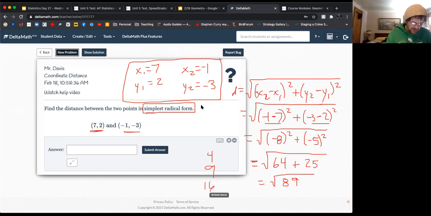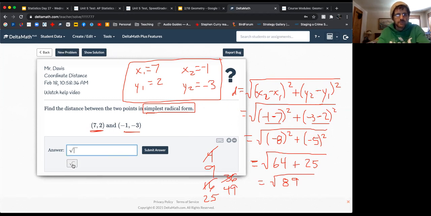16, well, no, it wouldn't be 16. It needs to be an odd number, maybe 25. But again, if I tried to do 89 divided by 25, I get 3.56. So that's not it. The only other one to try is 49 because 36 won't work. It has to be an odd number. So if I try 89 divided by 49, again, I get a weird decimal. So it looks like this is the simplest I can make it.